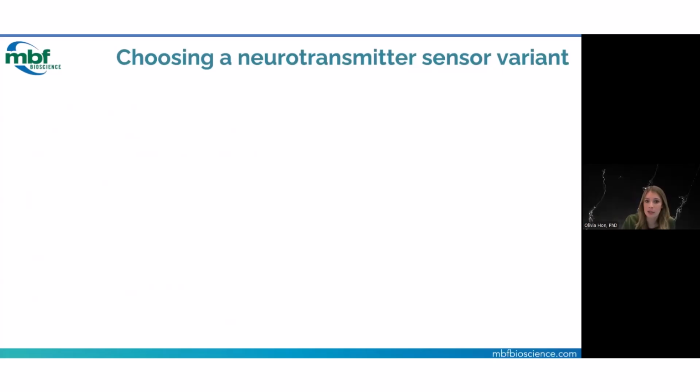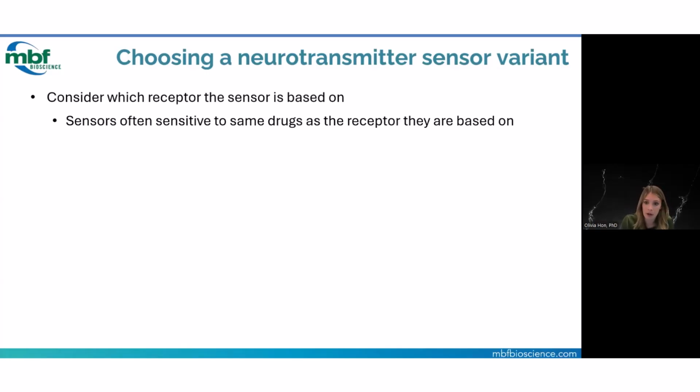When it comes to neurotransmitter sensor variants, there's a lot more to think about. The most important thing, in my opinion, is thinking about which receptor the sensor is based on. For example, with dopamine sensors, some of them are based on D1, some of them are based on D2. This is especially important if you're doing any kind of pharmacology, because often the sensors are sensitive to the same drugs as the endogenous receptors. So say you want to give a drug and see how that impacts dopamine release in the striatum. If you're giving a drug, it might be acting directly on your sensor. That's really important to think about.